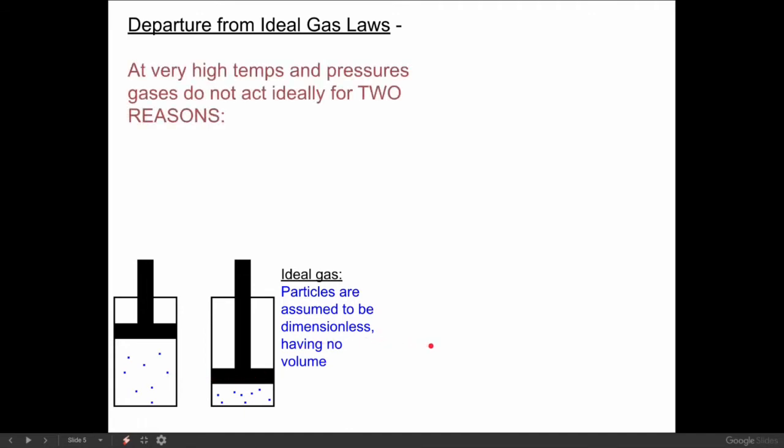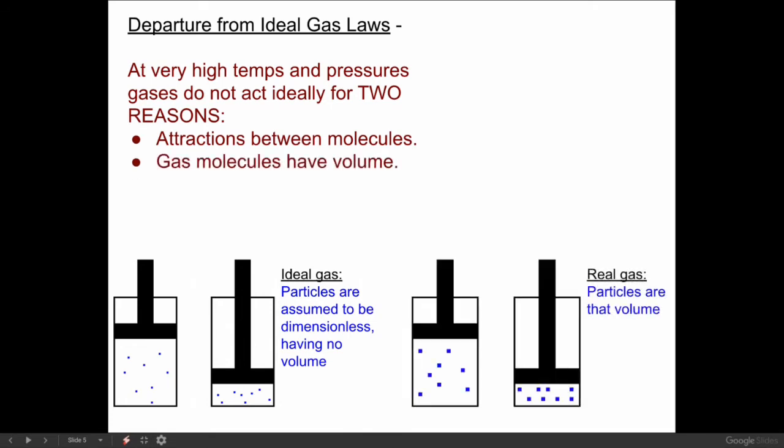The reality is, molecules, gas particles do attract and repel. They also have volume. So a real gas acts like matter. And so at high temperatures, the ideal gas law equation fails. At very high temperatures, it doesn't work. But at room temperature and lower, it works fine, and it does model what gases will do. So it's a pretty powerful tool.